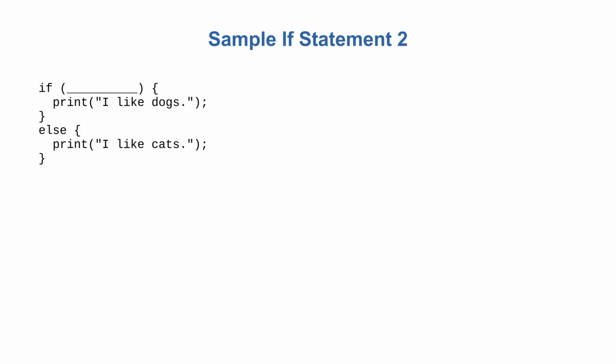Can you guess what would make it print I like cats? If what, print I like dogs. Else, print I like cats. If you guessed false, you guessed right. These are called if statements.